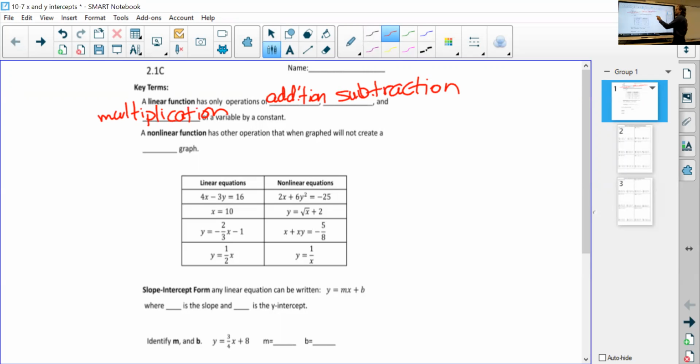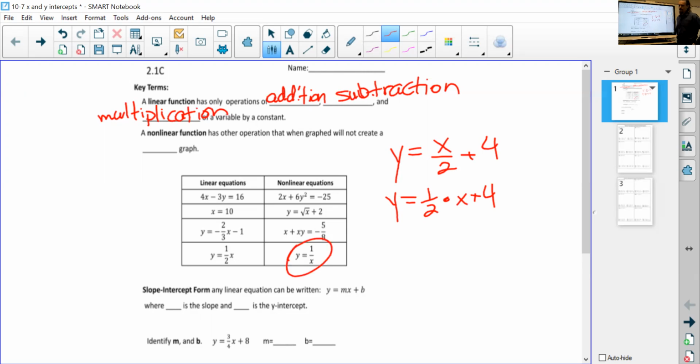You say, well, Ellis, I've seen y equals x over 2, I don't know, plus 4. And that includes division. And we'll say, well, not quite, because you can rewrite that as y equals 1/2 times x plus 4. So really, we're still just doing multiplication. So when we say we can't include division, it's talking about like this one here where x is in the denominator. Because if you graph that, you will not get a straight line.